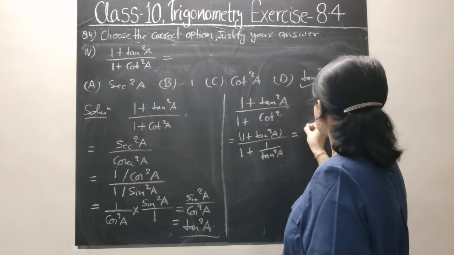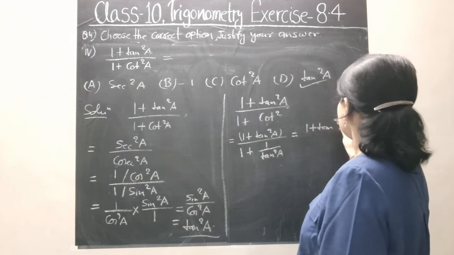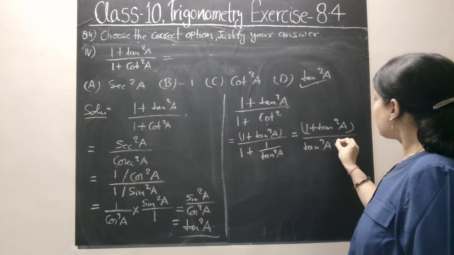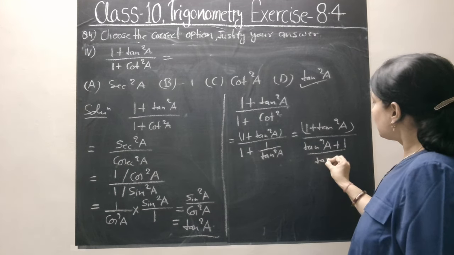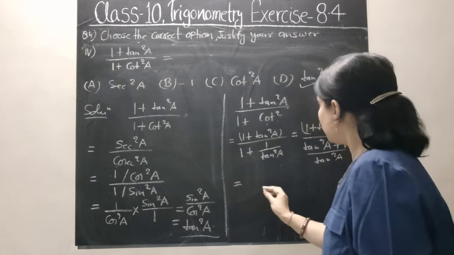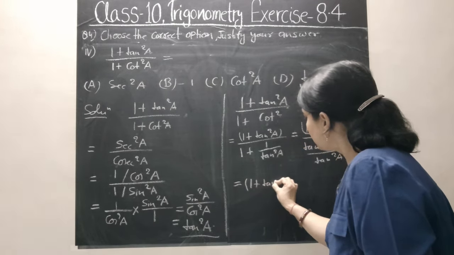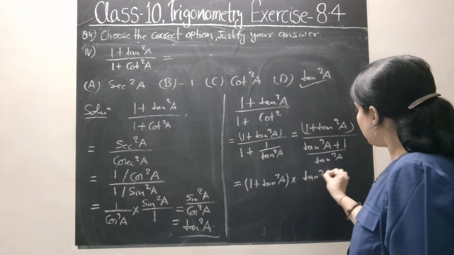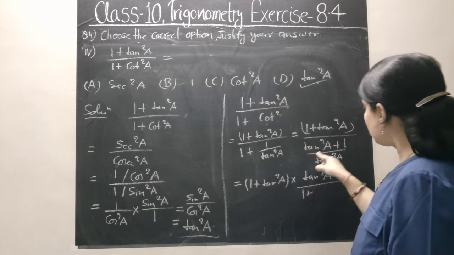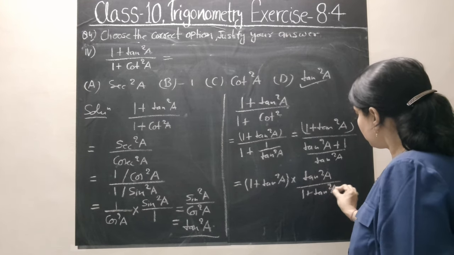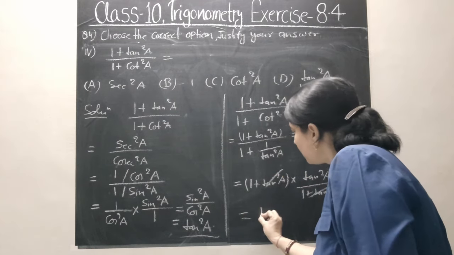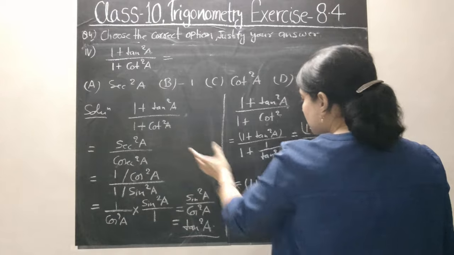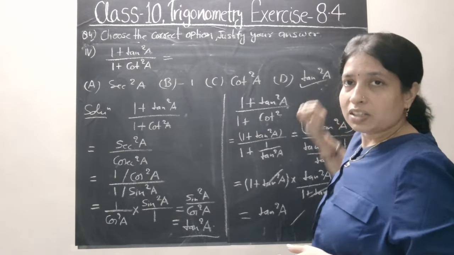So you will get 1 plus tan square A divided by, multiplying here, it will come tan square A plus 1, which is divided by tan square A. So we can write 1 plus tan square A into tan square A divided by 1 plus tan square A. So you can cut this and you will get the answer tan square A. You can solve this equation by both methods, like this or like this. So the answer will come tan square A.